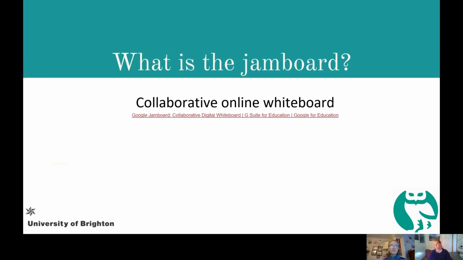Okay, so it's not a complicated Jamboard. It's essentially a collaborative online whiteboard. So I've been teaching in Teams, for example. Teams does have a whiteboard, but it's quite clunky and it's not particularly intuitive, and I found it quite difficult to use. So that's kind of why I was using Jamboard.